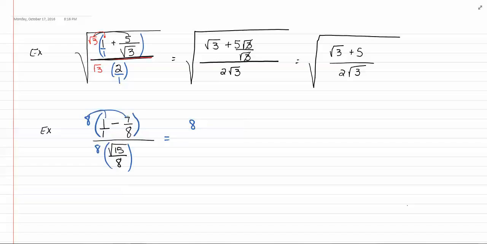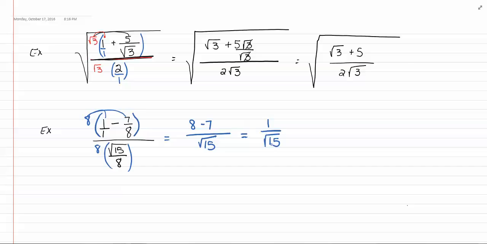So 8 times 7/8. The 8's would cancel. And on the bottom, these 8's cancel. So I'm left with 1 over radical 15.